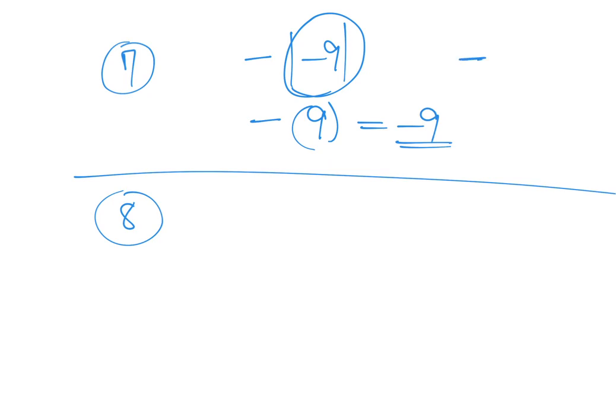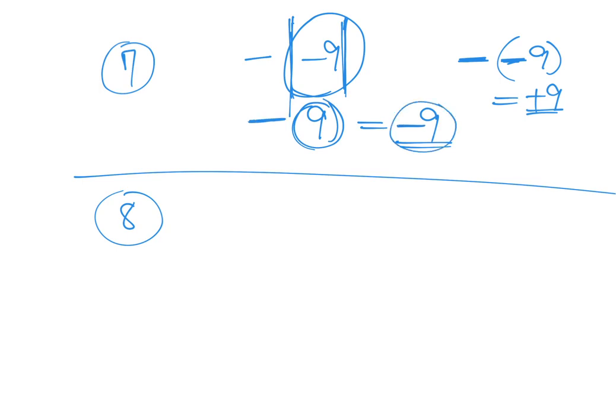If you had a situation where it was negative and then a negative 9 like this, this will be a positive 9 because this negative times this negative is positive. But with absolute values, you have to take care of the absolute value first. That's how you get that positive 9. You apply that negative outside and you get a negative 9 at the end.